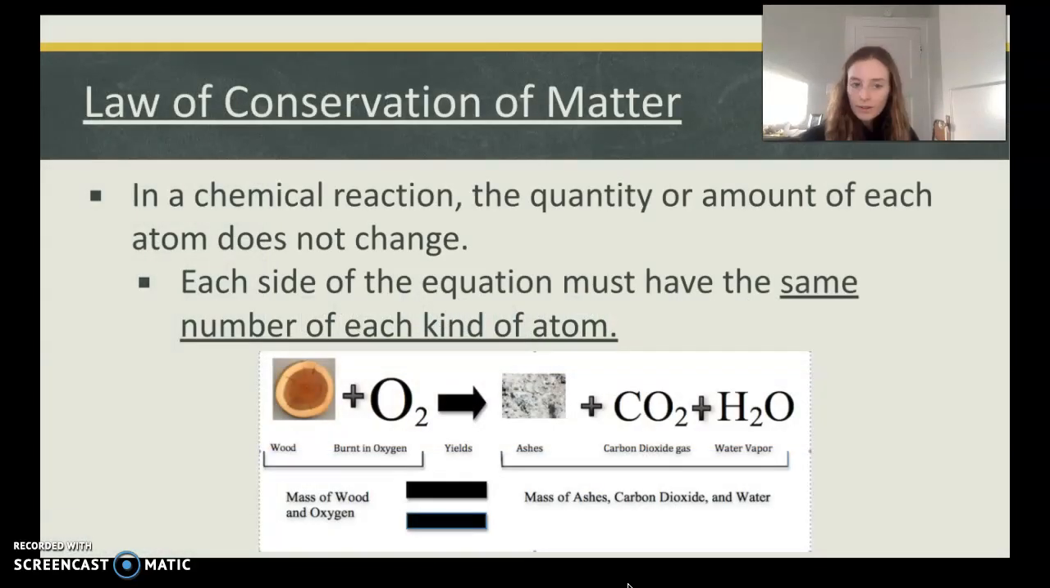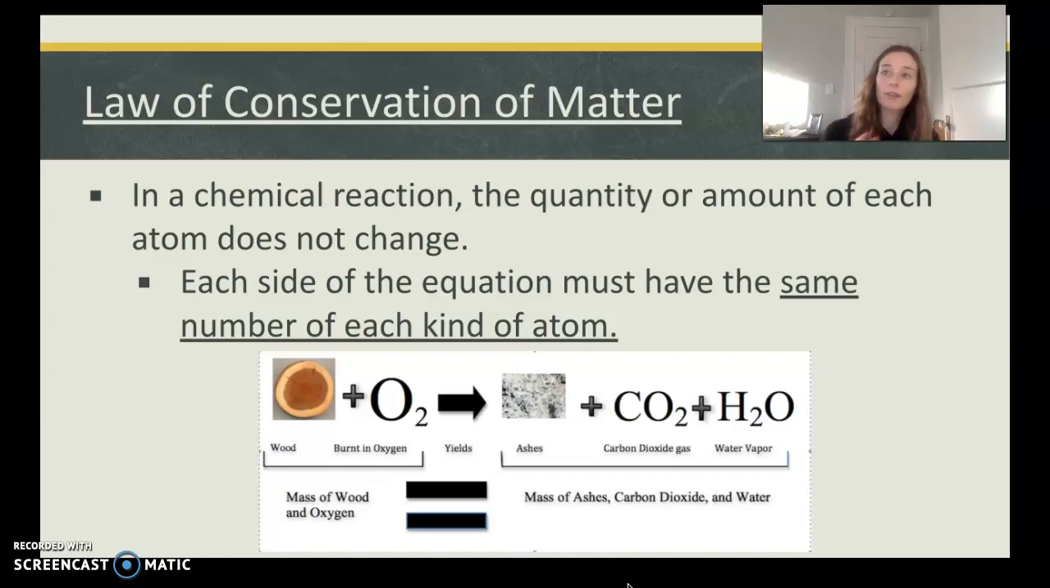So we first want to remember and review the law of conservation of matter. We've talked about it a few times now, this unit and in the past. And this law states that in a chemical reaction, the quantity or amount of each atom does not change. Each side of the equation must have the same number and the same kind of each atom.